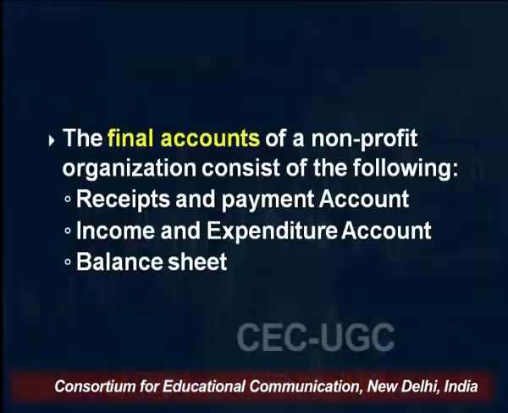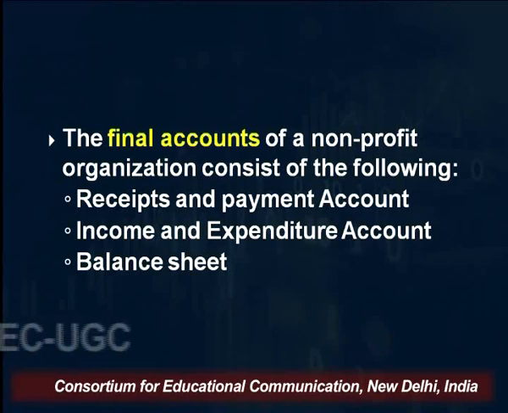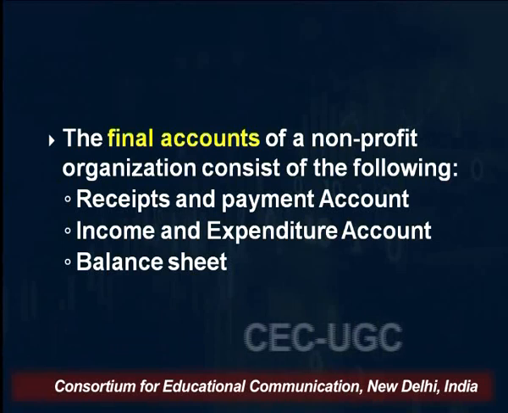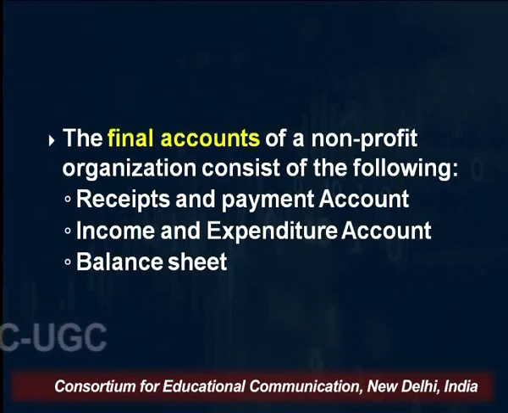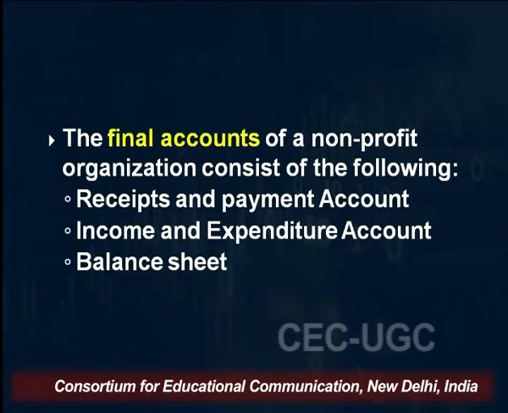Okay, so the final accounts for not for profit organizations contain the receipt and payment account, the income and expenditure account, and the balance sheet. This is the final account, and the balance sheet is basically prepared as an opening balance sheet and a closing balance sheet. Two balance sheets are prepared for any not for profit organization.